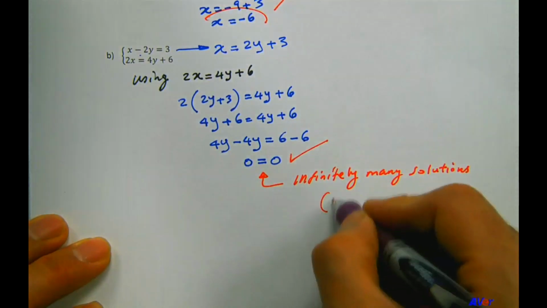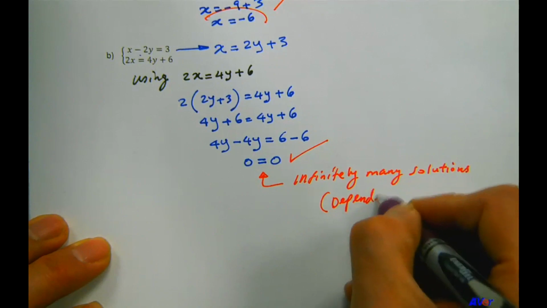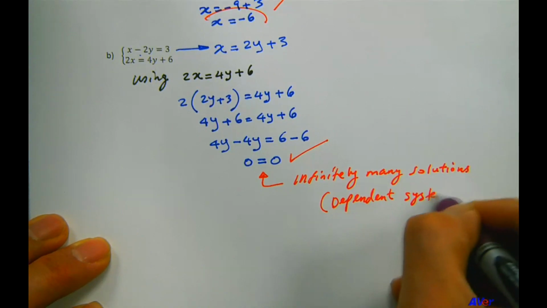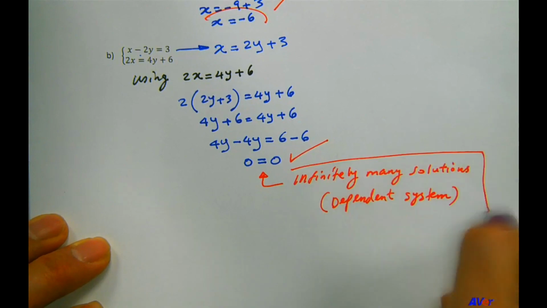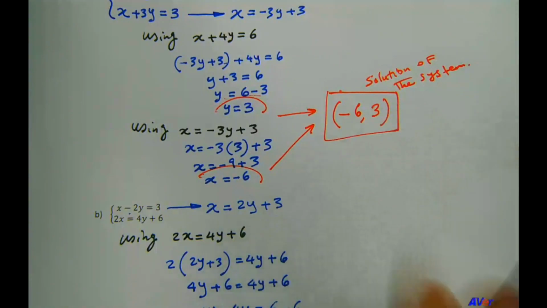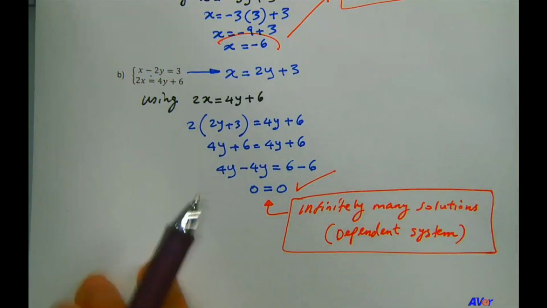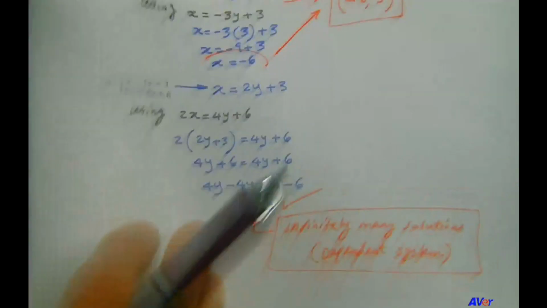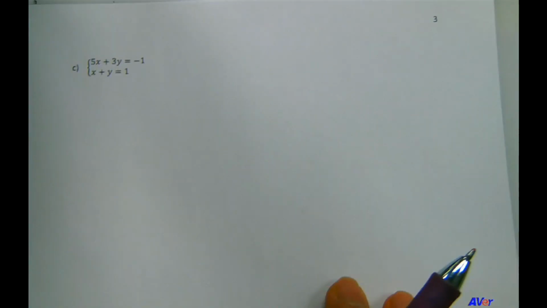Okay, this is otherwise known as a dependent system. Okay, that's the result. And 0 equals 0, again, that's a valid statement. 0 is always equal to 0. Okay, there's no argument there. So we've now seen an example with one unique solution. Then we saw an example with infinitely many solutions. And let's look at another example here. This might be parallel, but let's find out.